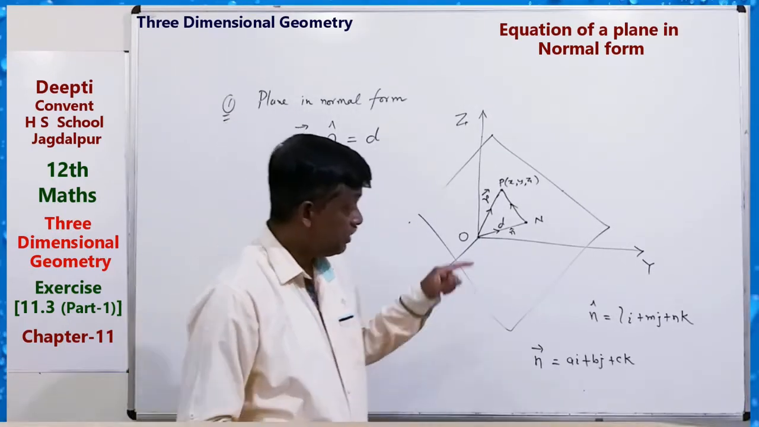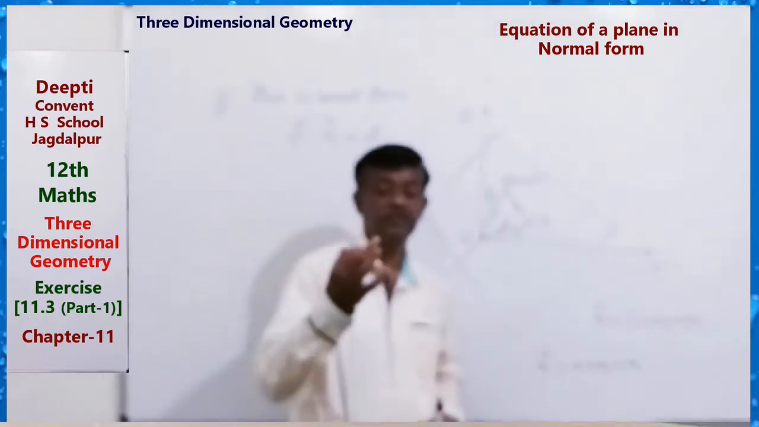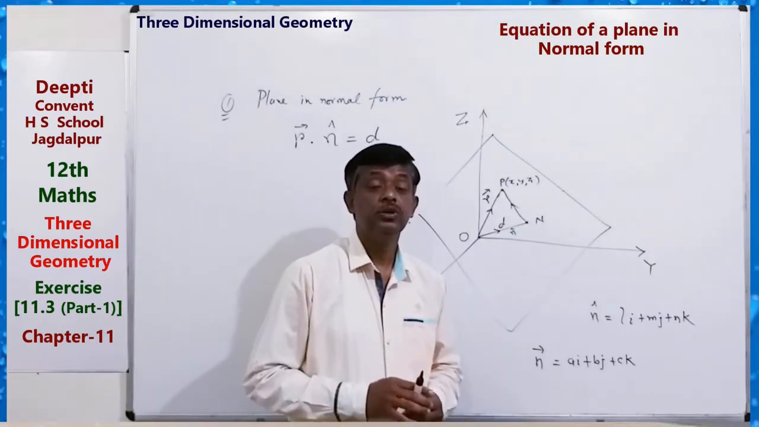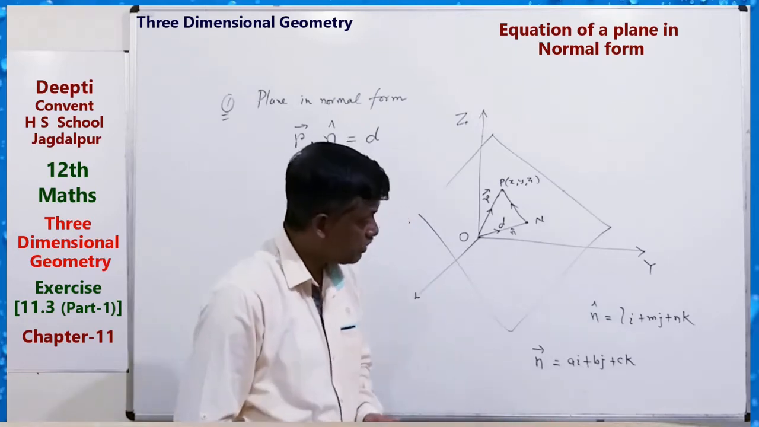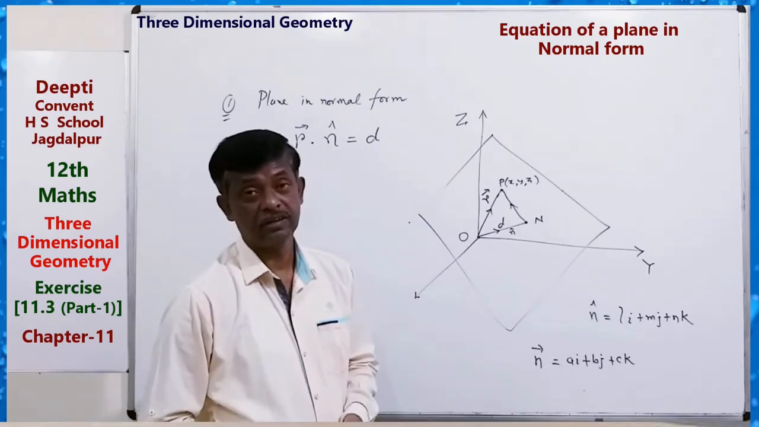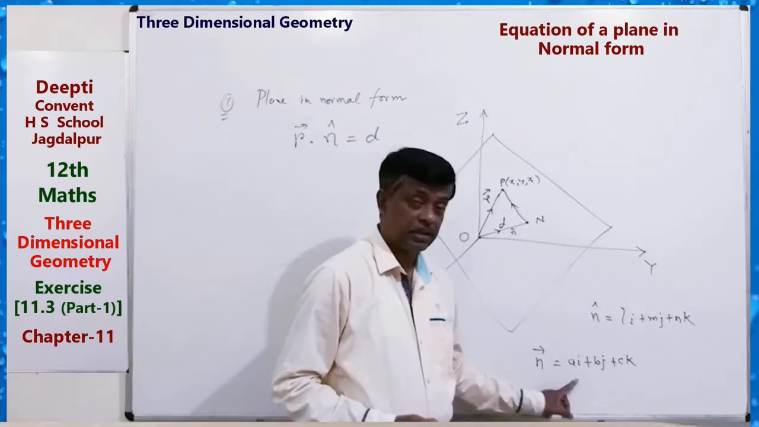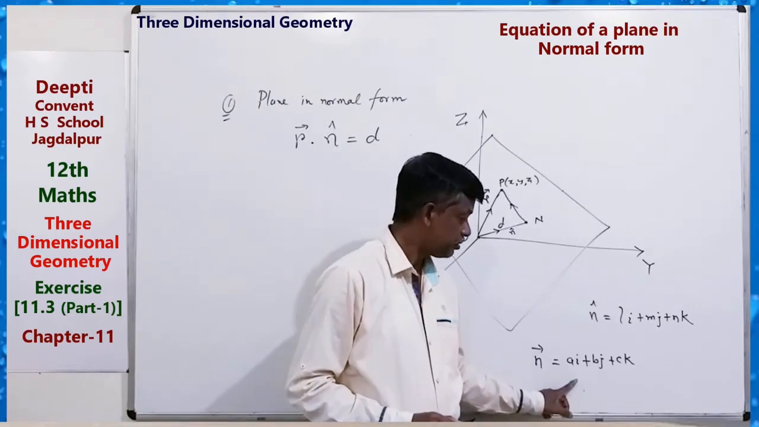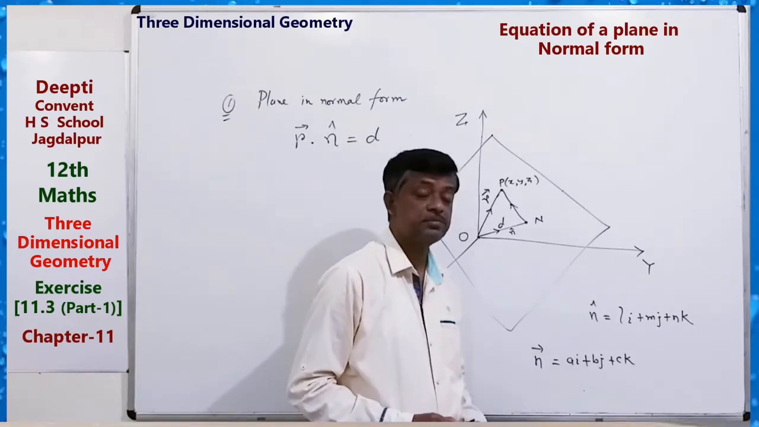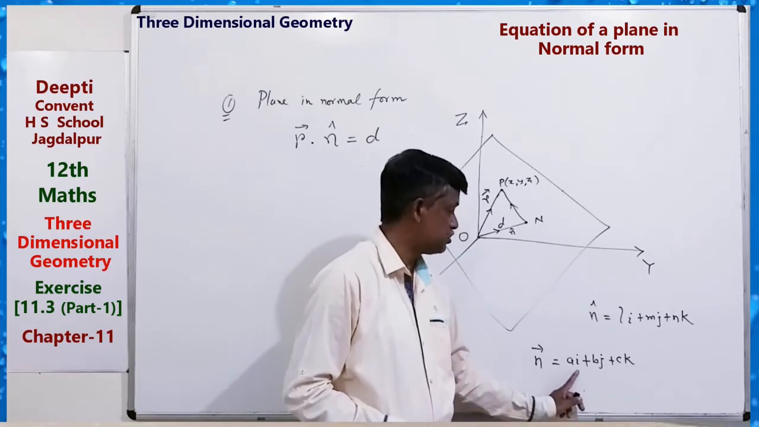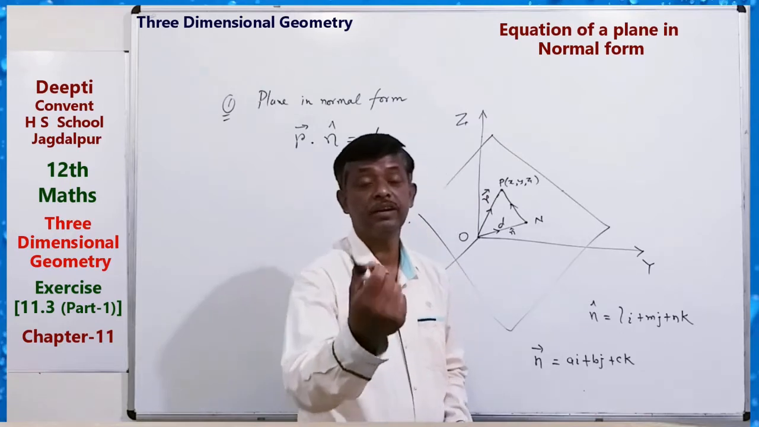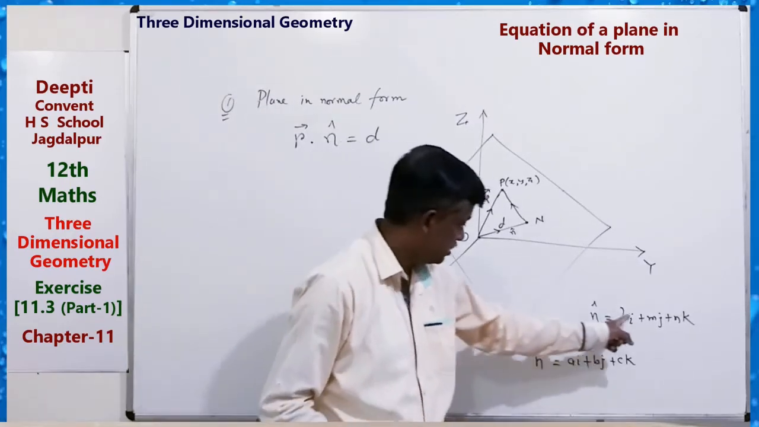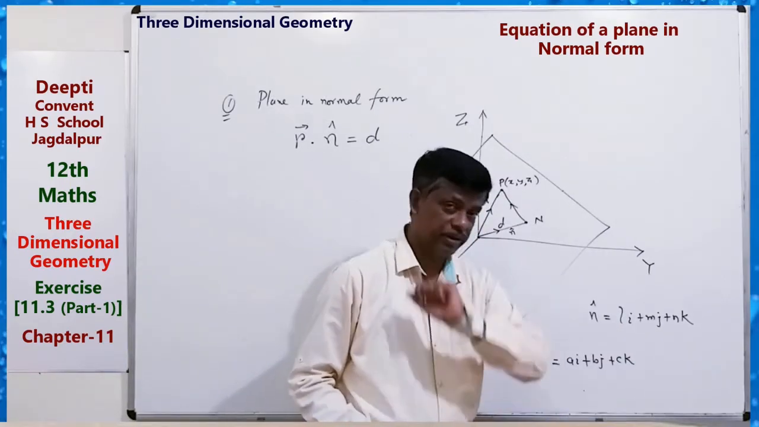Now, in this direction we can find the unit vector. How can we find the unit vector? The unit vector is found by dividing the vector by its modulus, that is, the root of a square plus b square plus c square, and everywhere we will get the direction cosines. So this is the direction cosine form for the unit vector.